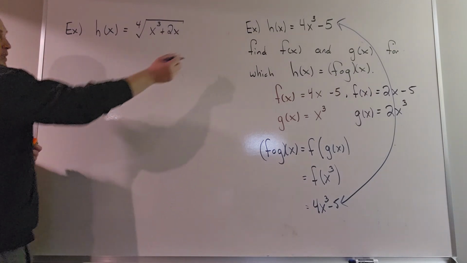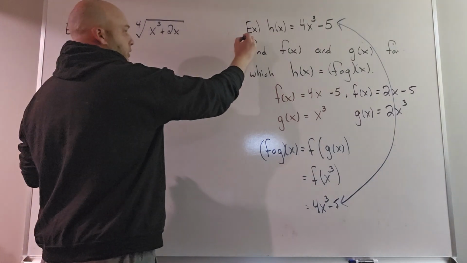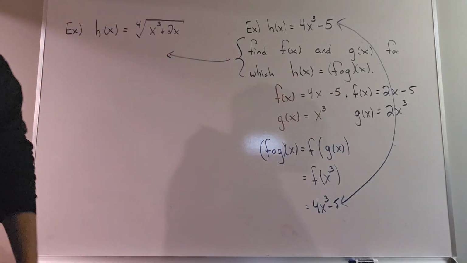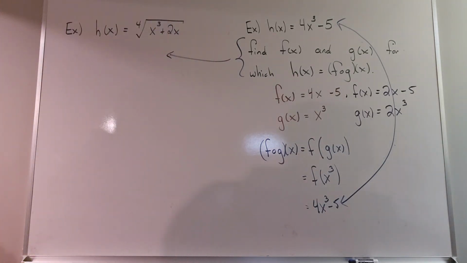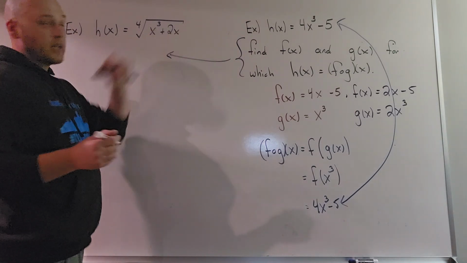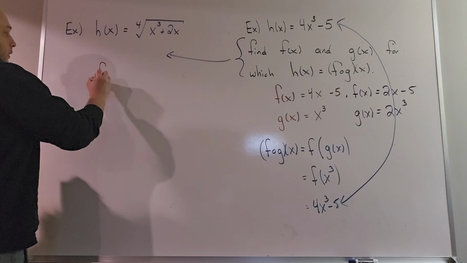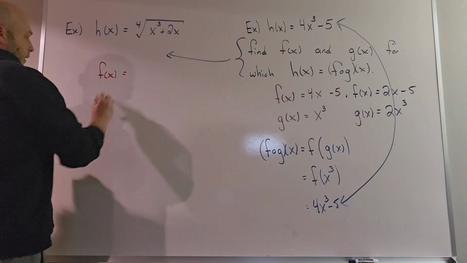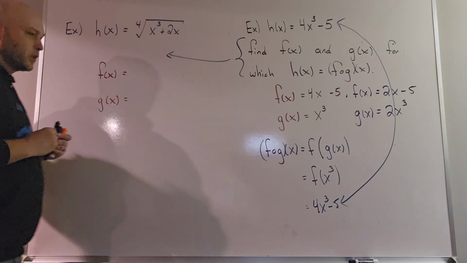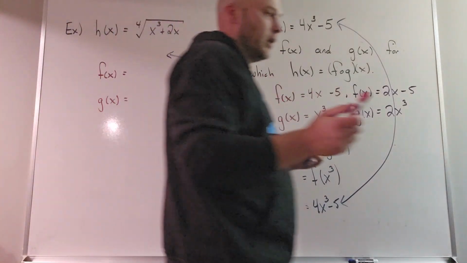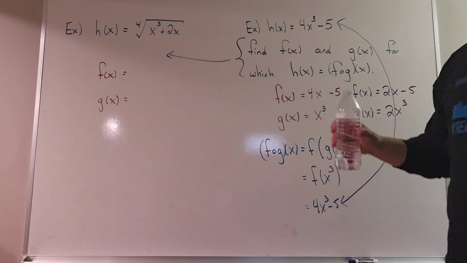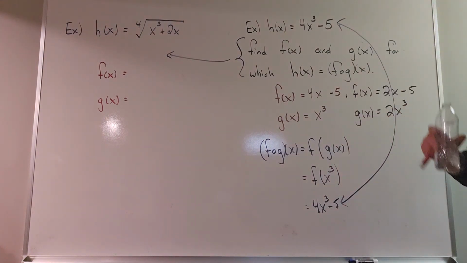So what I want to do, the same goal, same directions, right? Find f and g for which h is the composition of those two. So which functions I take the composition of to get this as a result. All right, I'm just going to put a blank f of x and g of x here. Fill those in, or think about what those would be. Give you a couple of seconds, or you could pause the video and think about it, and then I'll go ahead and fill it in.